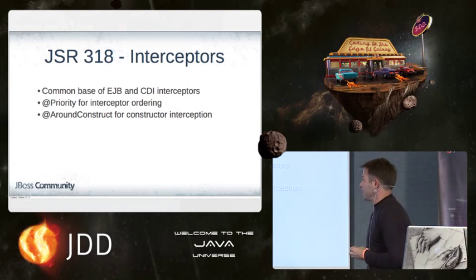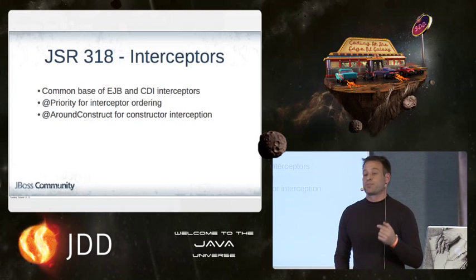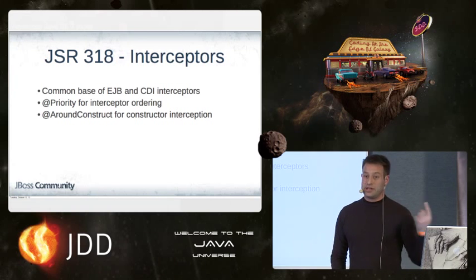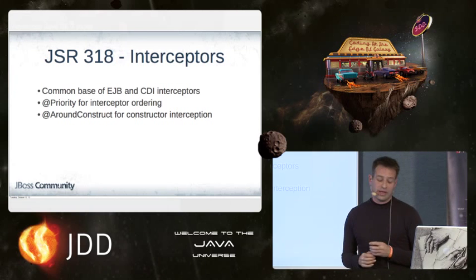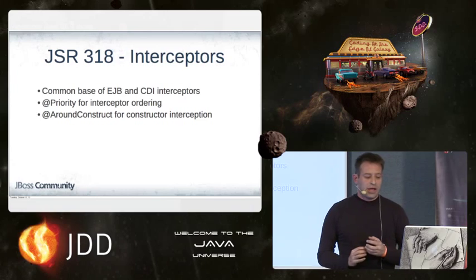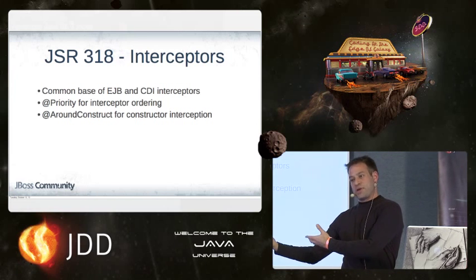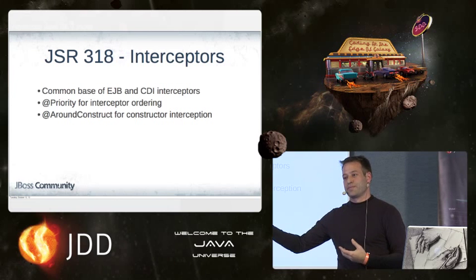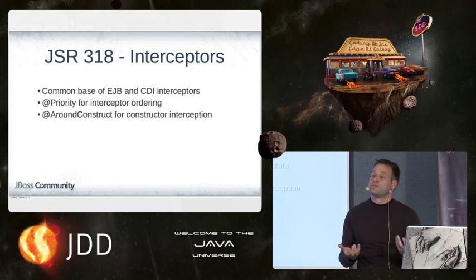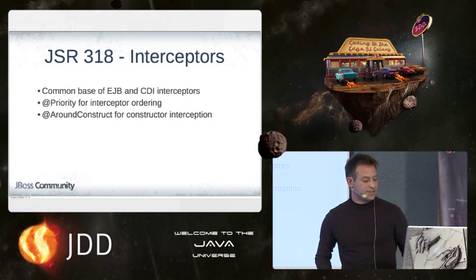That's add around construct, which allows you to intercept constructors. You couldn't do that in EE6. And now you can do that, and the need was for method validation. We not only want to intercept method calls, but also constructor calls. And that was not possible in EE6.